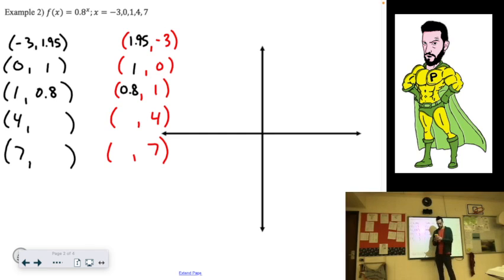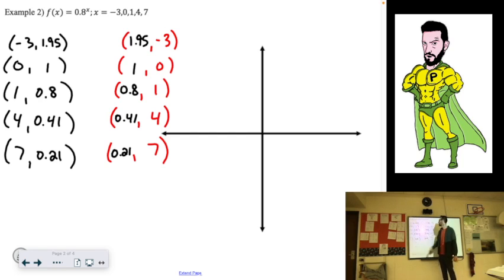0.8 to the 4th power is 0.4096, so let's call it 0.41. And then 0.8 to the 7th is 0.2097, so we'll call it 0.21. So we have all of our coordinates.